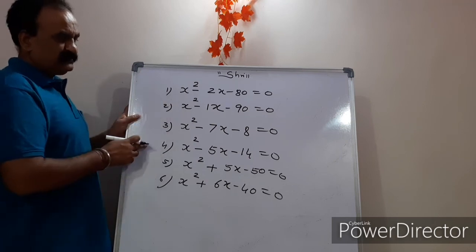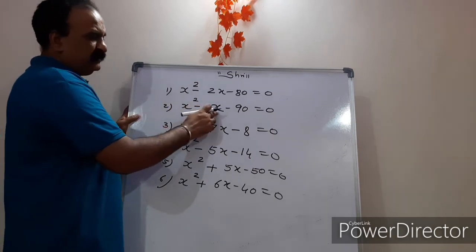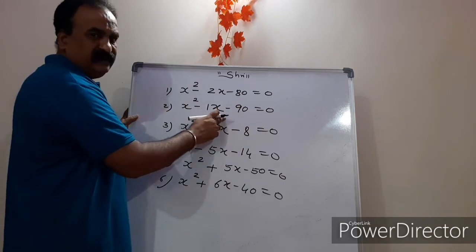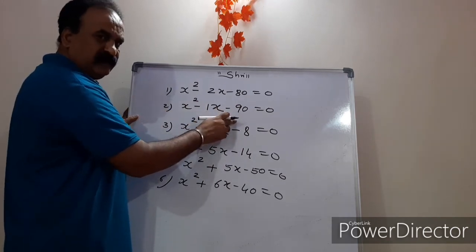See here, x square minus x minus 90 equal to 0. It means what are those numbers? You can get 10 nines are 90. 10 will be negative and 9 will be positive.